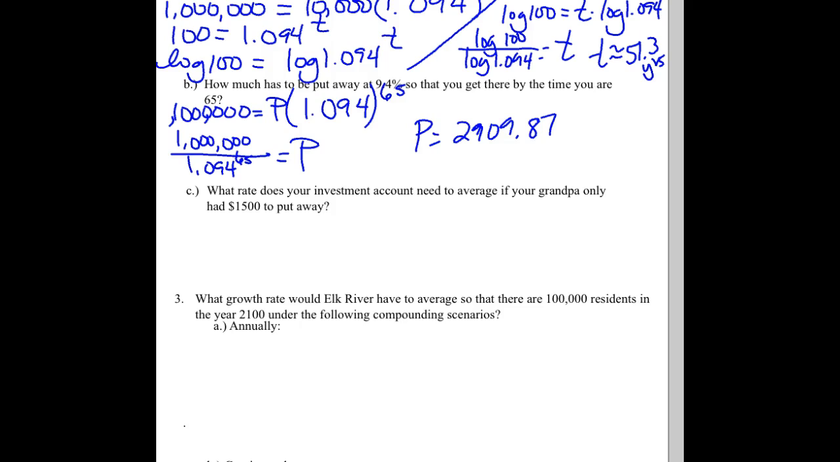Okay, so we are still looking to become a millionaire. He only has $1,500 to put away this time, but we're going to be patient and wait till we're 65. So we know our rate has to be more than what? It's got to be more than the 9.4, right? Because at 9.4%, we needed to invest $2,900. We only have $1,500, so we're going to have a higher interest rate to make it work. Dividing this over gives us what number?